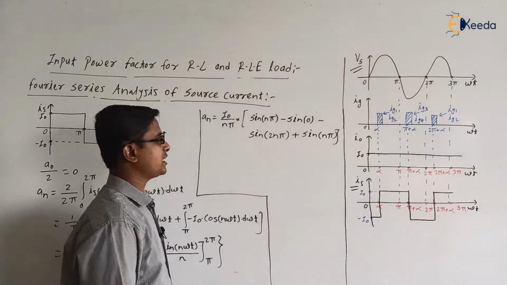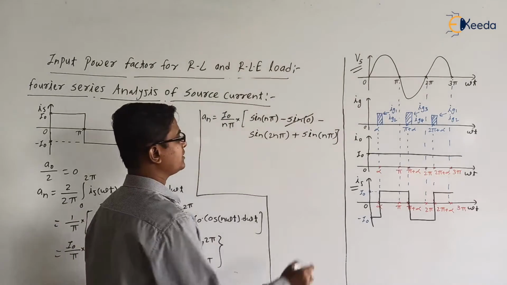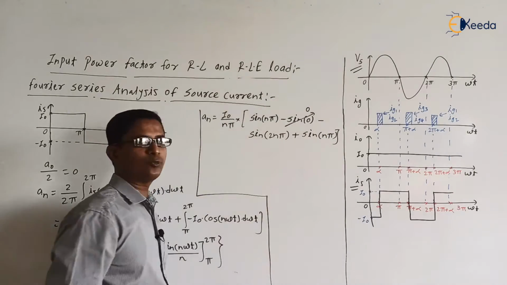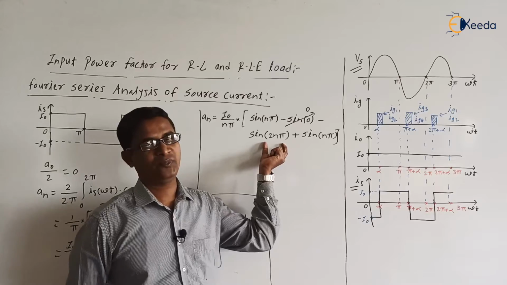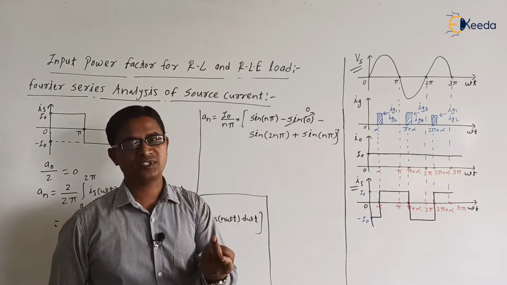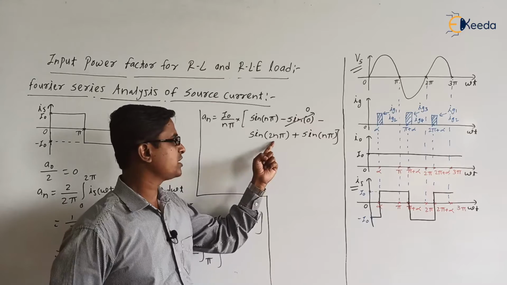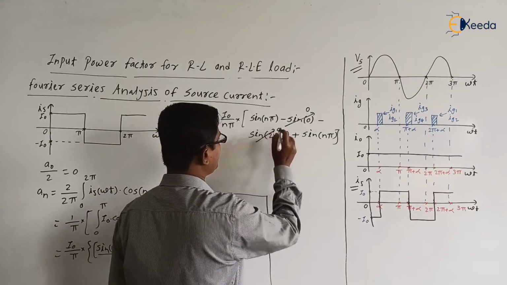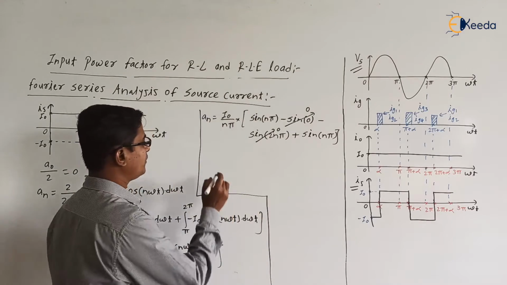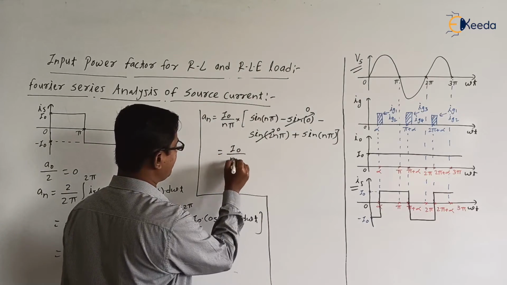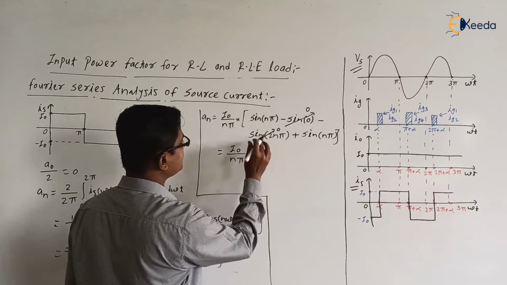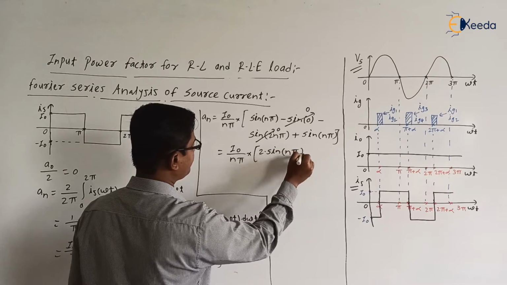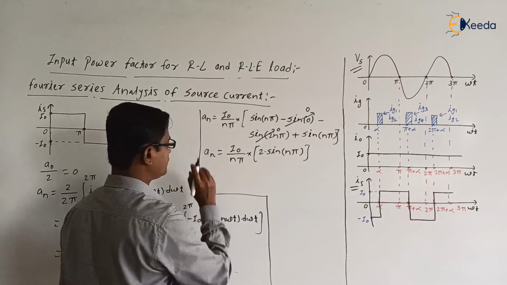If you check, sin 0 is 0. Next, what about sin of 2 pi n? For n equal to 1 it is sin 2 pi, for n equal to 2 it is sin 4 pi, for n equal to 3 it is sin 6 pi, and all are 0. So for all values of n this will be 0, right? So here we can write it as I0 by n pi into sin n pi plus sin n pi, so 2 into sin of n pi. So this is the an.